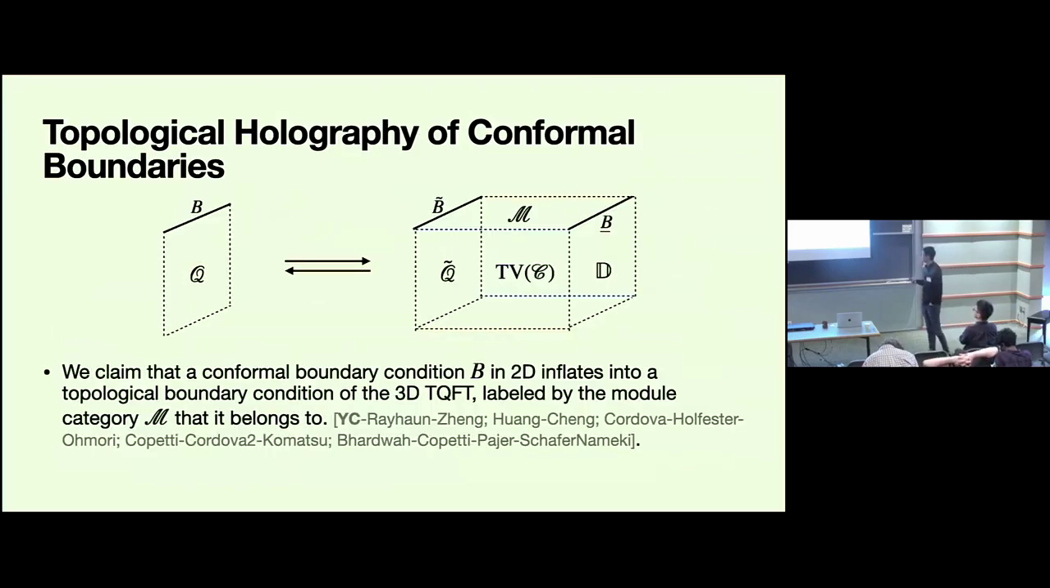So what's the proposal? Consider you have a 1+1 QFT Q defined on, say, a lower half plane, where on the real line I'm imposing some conformal boundary condition B. This conformal boundary condition B will be part of some module category M over C. The proposal is that on the 2+1 TQFT side, this picture on the left-hand side inflates into a picture like so, where this conformal boundary condition B becomes this two-dimensional surface on the top, where on this top surface you have a topological boundary condition for the 2+1 theory, labeled by the same module category M to which this conformal boundary condition B belongs.